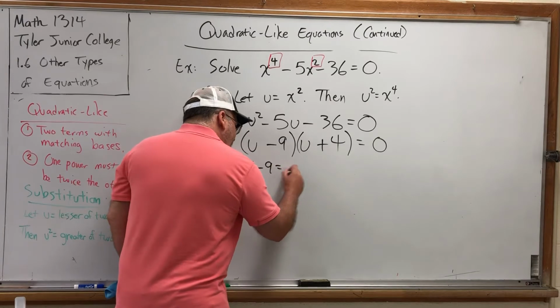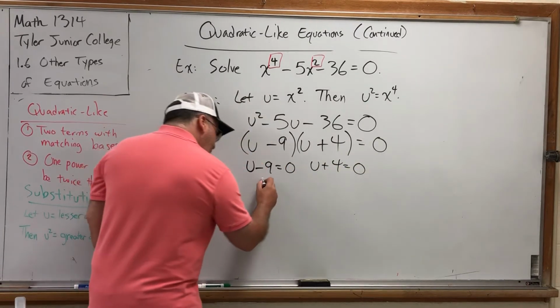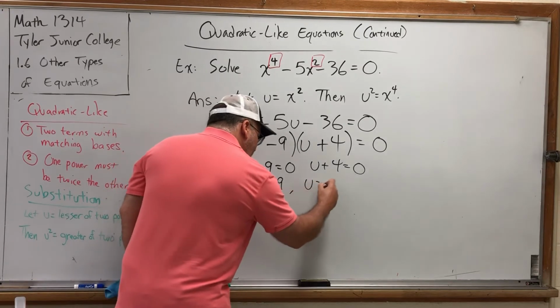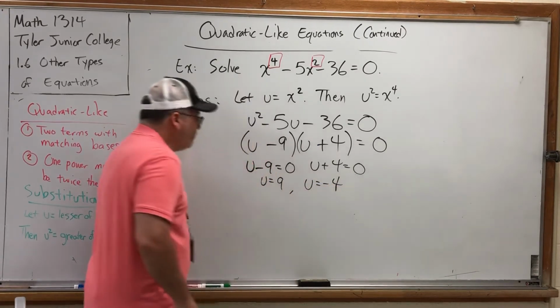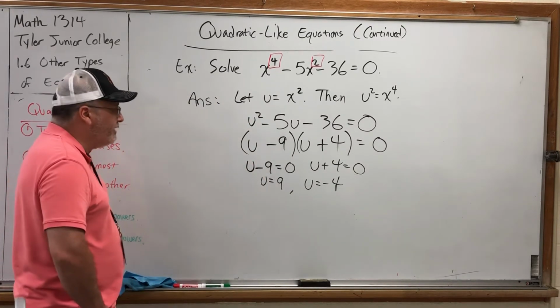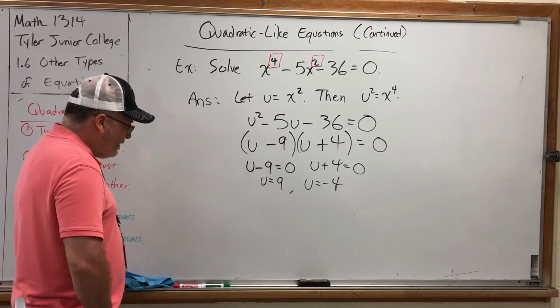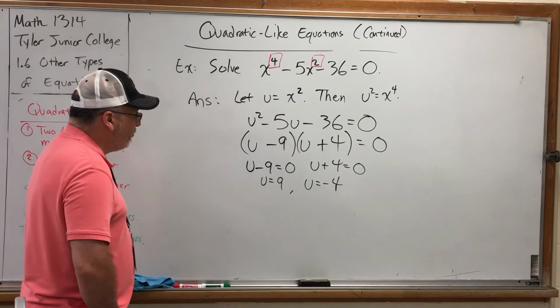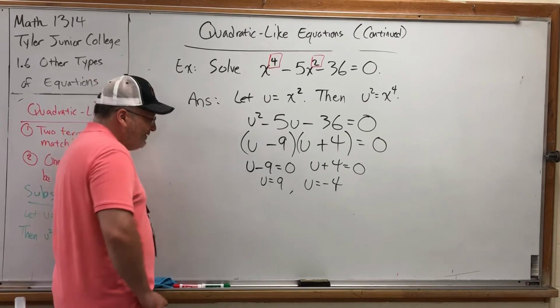Set each factor equal to 0. And solve. And we get u equals 9 and u equals -4. But don't get excited. We weren't asked what u equals at the beginning. The implication is what is x equals, and we don't know that yet. But remember that a substitution is temporary. Thank you, u. I appreciate you making the problem easy. Get out. Give me my x squared back.